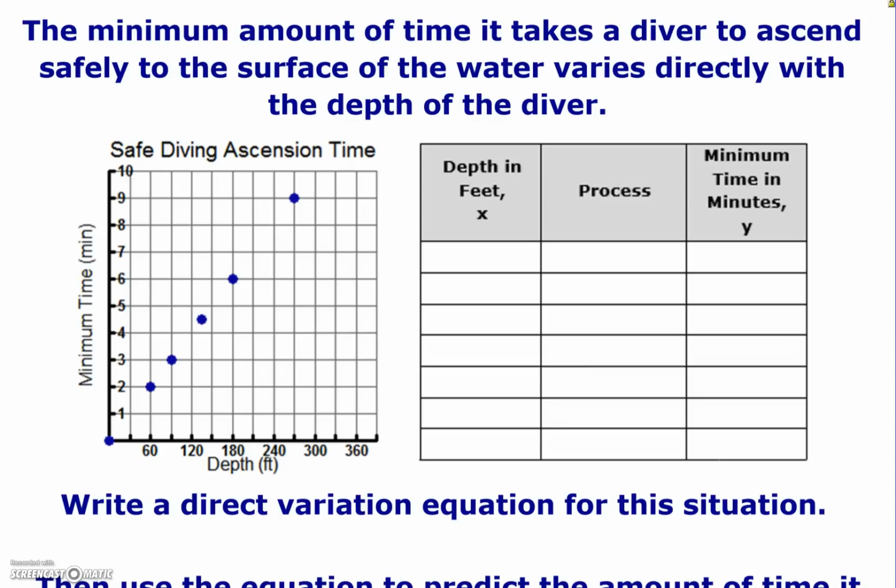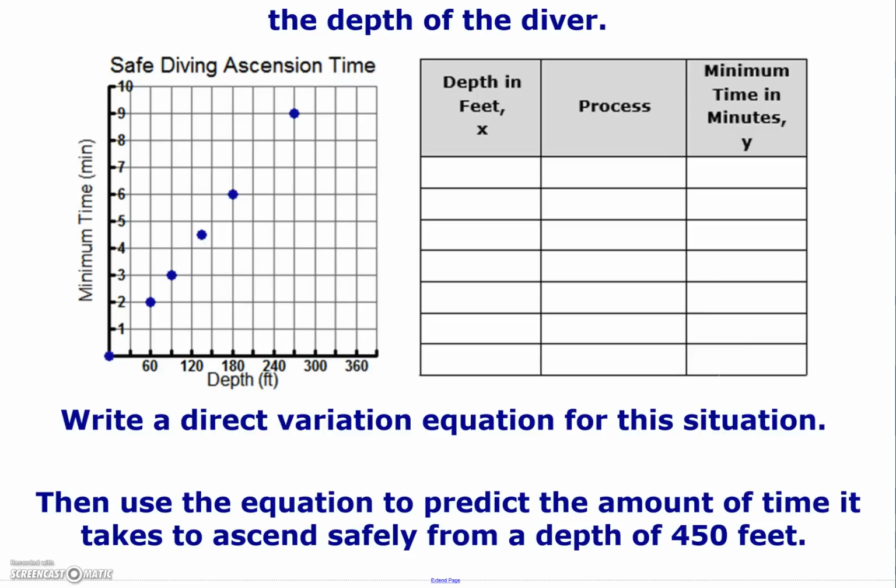The minimum amount of time it takes a diver to ascend safely to the surface of the water varies directly with the depth of the water. Write a direct variation equation for this situation. Well, start with your points. Origin, 0, 0. Then we have 60 feet and 2 minutes. Then we have 140. We're going to go with the ones where it crosshairs. 180 and 6.